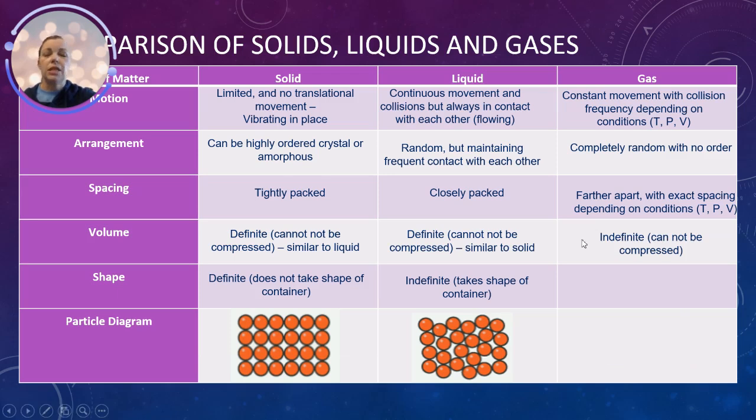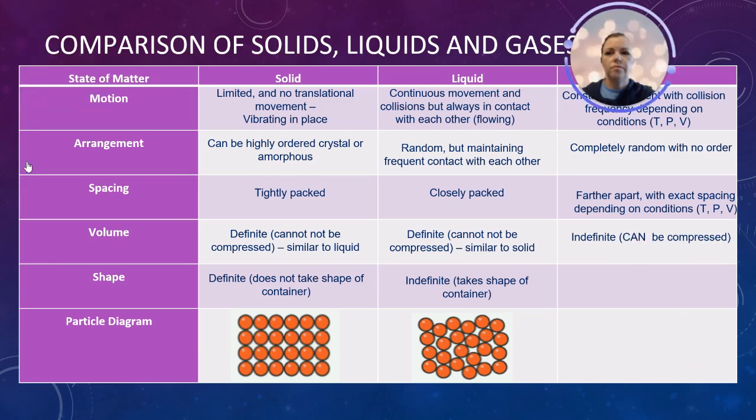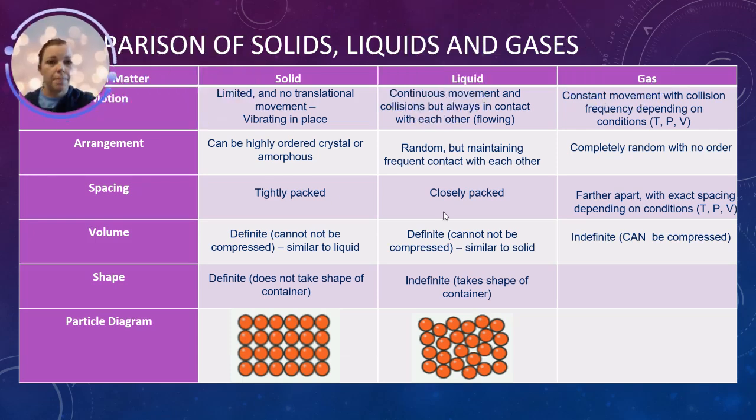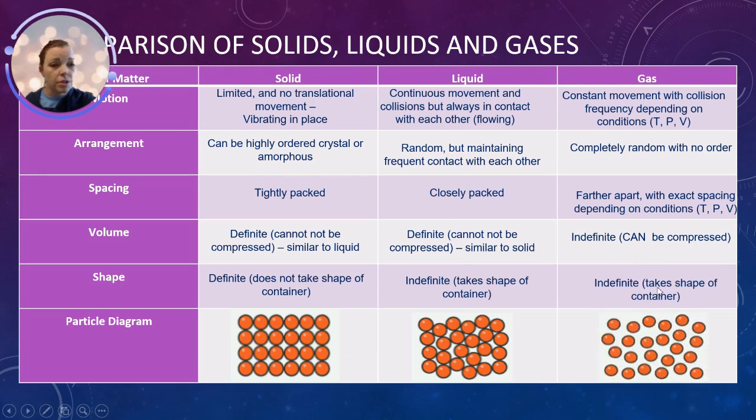The volume is indefinite. They can be compressed, okay? Gases can be compressed, and that's an important thing about them. The shape, as you might expect, is also indefinite. It will take the shape of the container. That's also important when you're drawing particle diagrams.